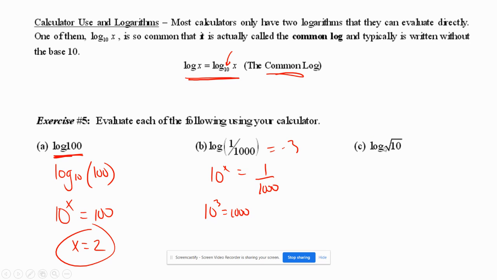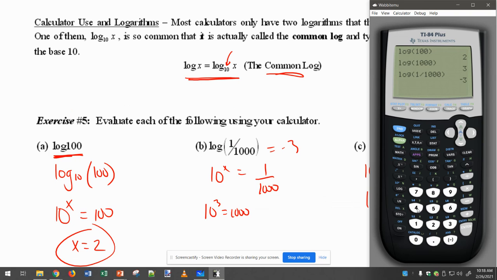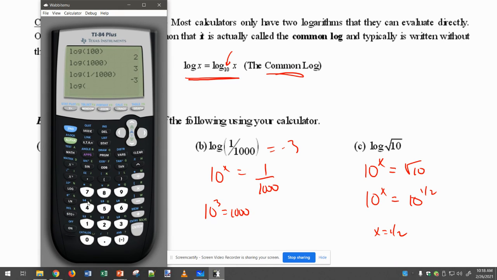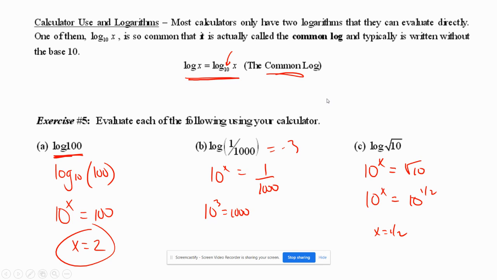So this one, square root of 10. This is 10 to the what power equals square root of 10? So we could also do this without the calculator, because square root of 10 is 10 to the 1/2. So x must be 1/2. The calculator is going to tell us 0.5. So let me move this over here. Log of the square root of 10. So I have to have double parentheses. It's going to tell me 0.5. Okay, so that's it for intro to logs.